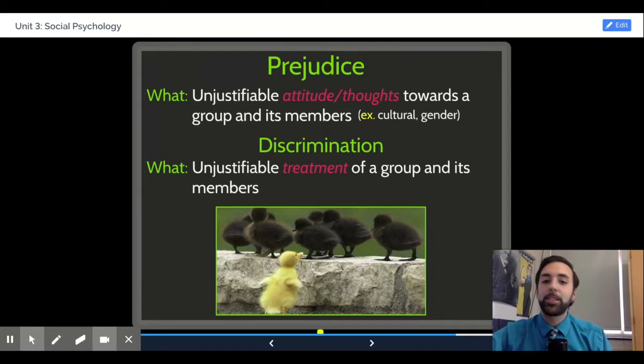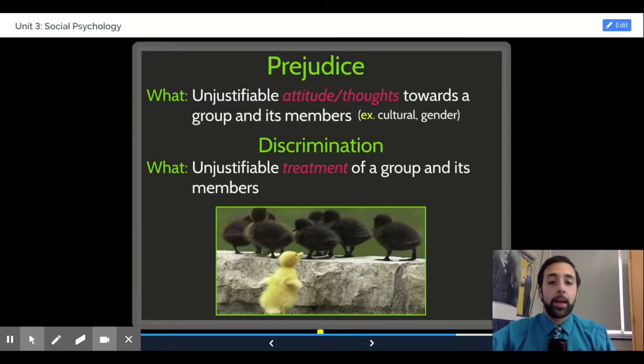Prejudice is any unjustifiable attitude or thought that you have towards a different group or its group members. That can be cultural, gender, age, religion. There's obviously a variety of topics which group individuals, and prejudice would be any type of unjustifiable thought or attitude towards that group. And that word unjustifiable is really pivotal here. So these are things that are not backed up.